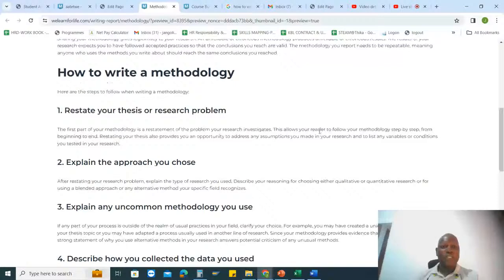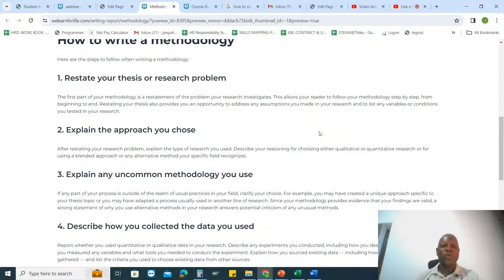So how do we write a methodology? Basically, I have enlisted here, and this link is on our website, so it will be shared with the lesson. You can revisit it and read it. We have enlisted here the tips, or steps, to write a methodology.